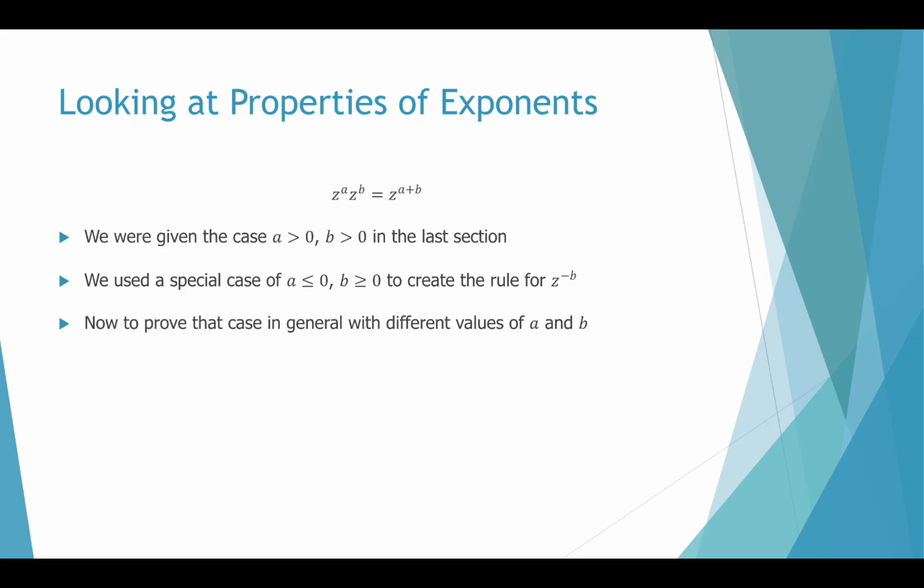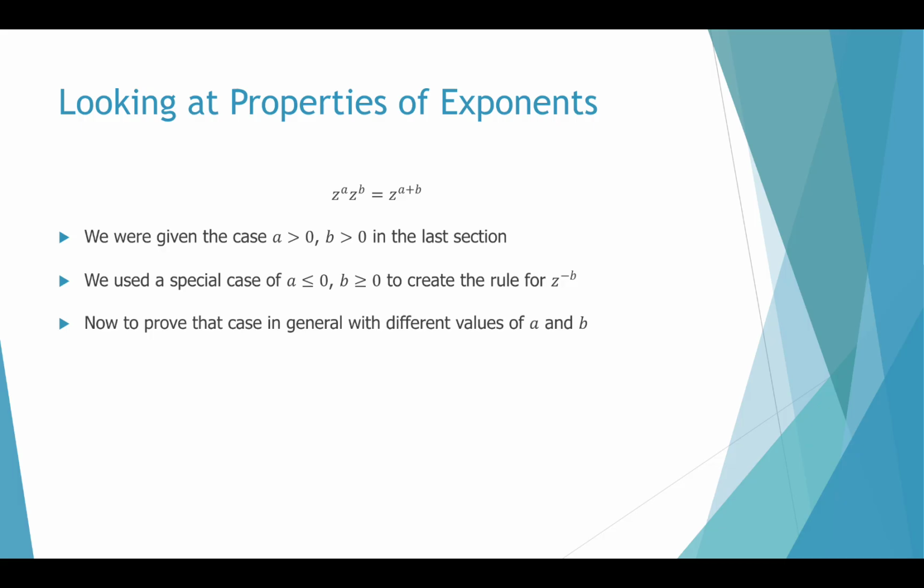Let's look at properties of exponents. So we've been given those statements. And if we look at a case where z to the a times z to the b is equal to z to the a plus b. So if we're given the case that a is a number greater than 0 and b is a number greater than 0, and we in the last section kind of showed that this is true. If we use a special case that a is less than or equal to 0 and b is greater than or equal to 0, we can create a rule for z to the power of negative b.